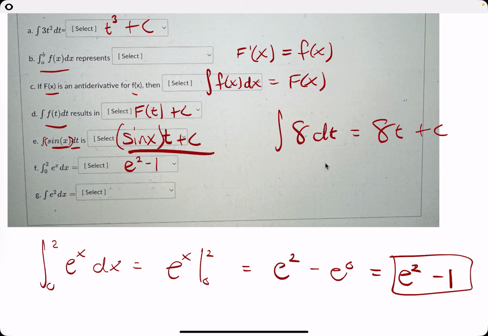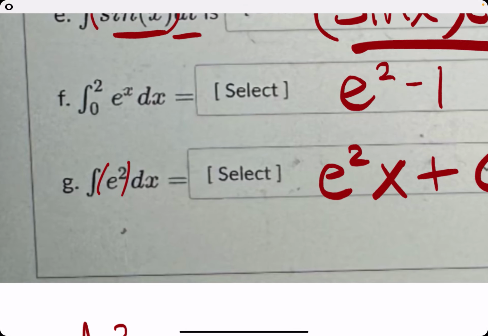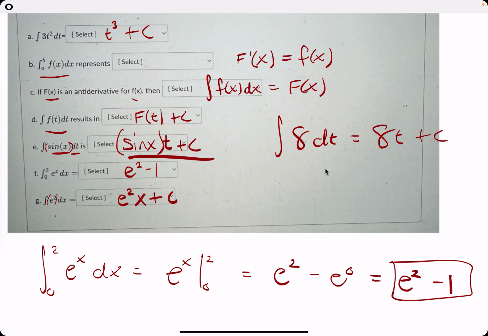And the integral of e squared dx would be e squared x plus c. Once again, e squared is similar to the sine of x in the previous one, but really e squared is a constant because it doesn't have an x in it. So the antiderivative of a constant is just that constant times x. Make sure to add c.